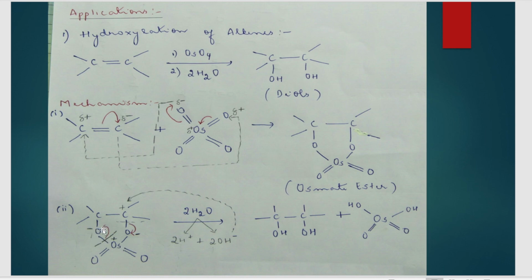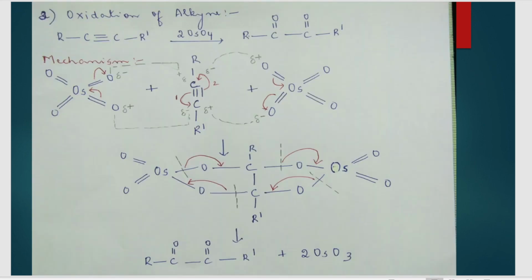So this OH is attached to this carbon, this OH is attached to this osmium. Okay, and then there's a plus charge on this carbon, so one OH minus will come and attach itself over there, and there's a plus charge on osmium, so one more OH minus will come and attach itself to this osmium. So what is the final product that we are getting? We have a diol that we obtain by the end of this reaction. Okay, and then the second application is oxidation of alkynes.